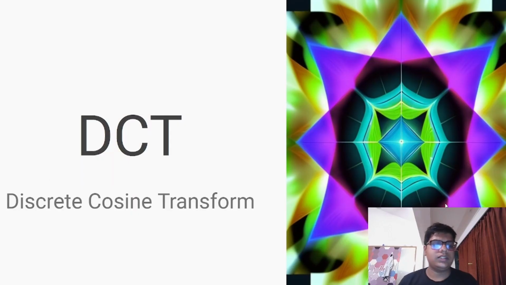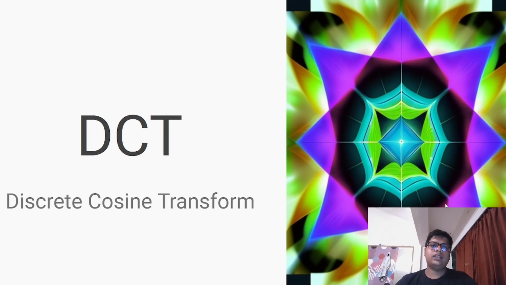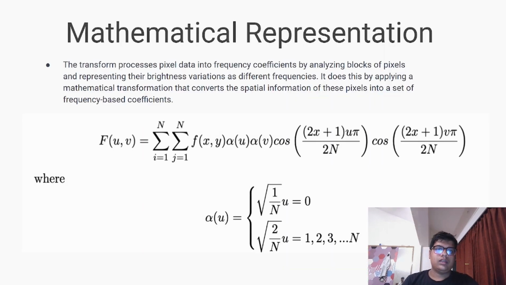Now let's talk about the discrete cosine transform. Discrete cosine transform is a mathematical technique which is used to convert an image from the spatial domain to the frequency domain. Here is the mathematical representation for it. It transforms pixel data into frequency coefficients by analyzing blocks of pixels and representing their brightness variations as different frequencies. It does this by applying a mathematical transform which is given as follows.